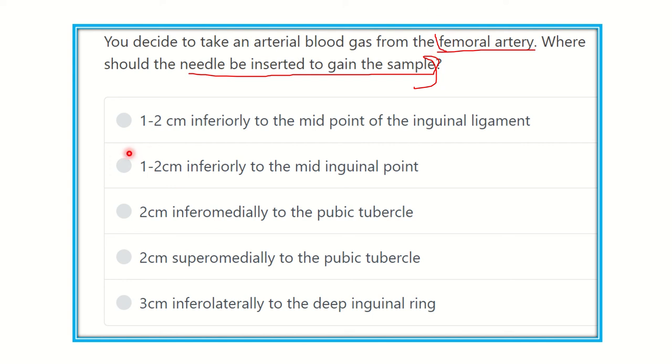The options are: 1 to 2 centimeter inferiorly to the midpoint of inguinal ligament; 1 to 2 centimeter inferiorly to the mid inguinal point; 2 centimeter inferomedially to the pubic tubercle; 2 centimeter superomedially to the pubic tubercle; and 3 centimeter inferolaterally to the deep inguinal ring.